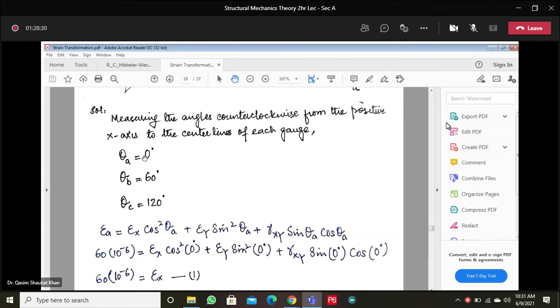So first, the epsilon A equation will be: epsilon A is equal to epsilon x cos square theta A plus epsilon y sin square theta A plus gamma xy sin theta A cos theta A.